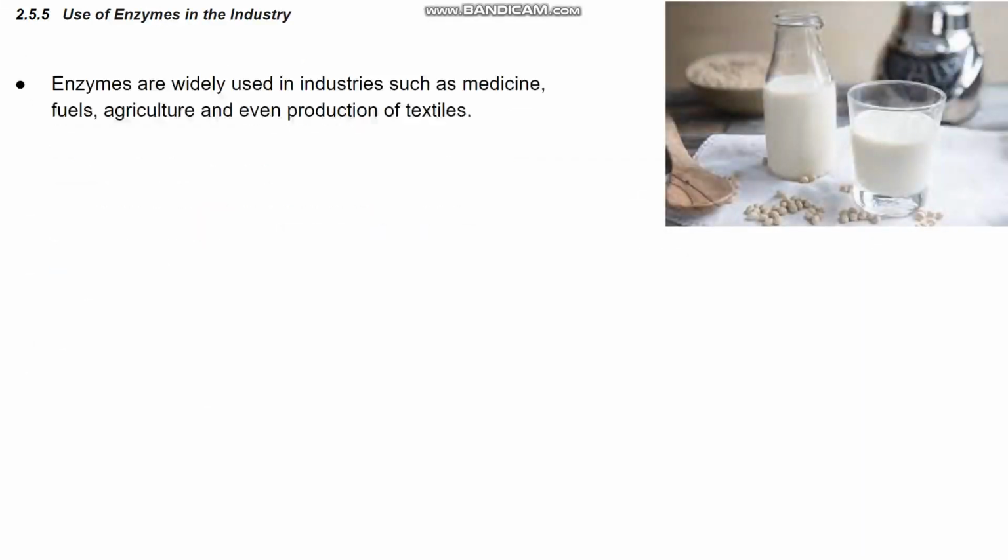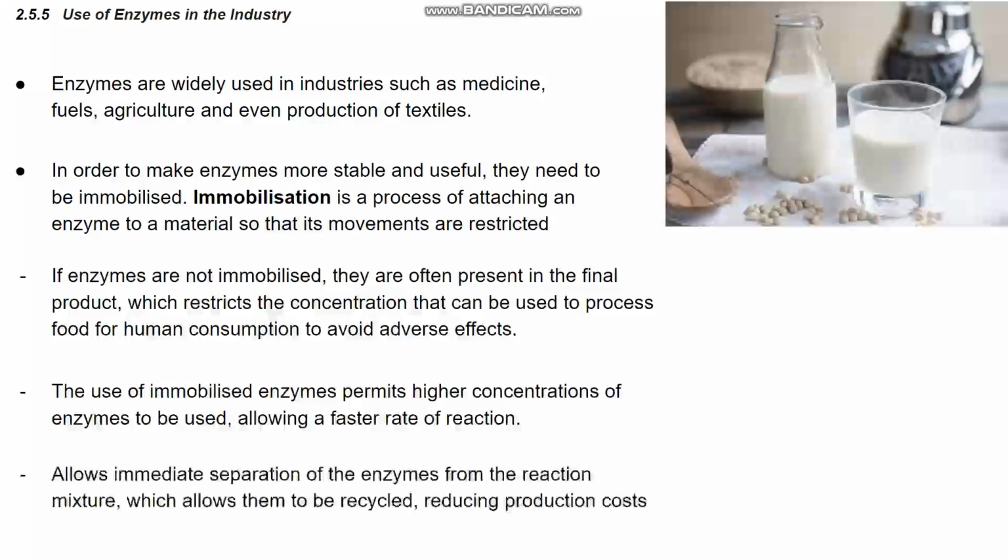For the next slide, I'm going to be talking about use of enzymes in the industry. Enzymes are widely used in the industry, such as medicine, fuels, agriculture, and even production of textiles. In order to make enzymes more stable and useful, they need to be immobilized. Immobilization is a process of attaching an enzyme to a material so that its movements are restricted.